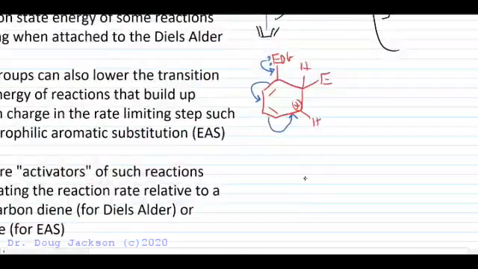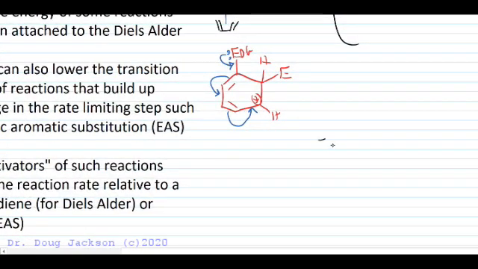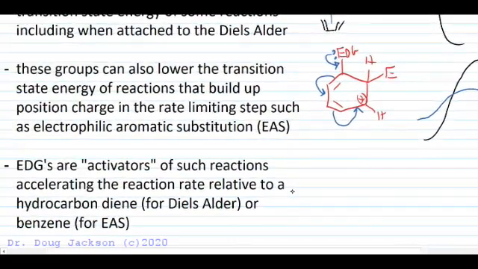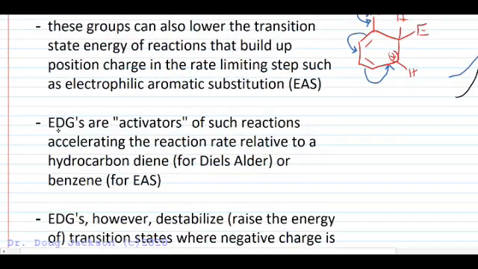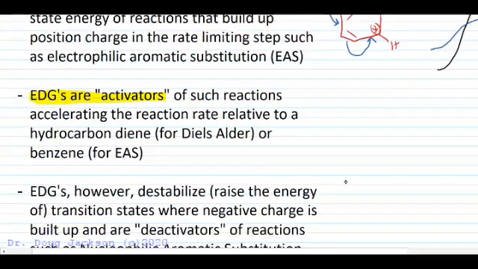Overall, the effect that it has versus the reference, so if we had a benzene reaction that went through this intermediate, it would lower the energy of this intermediate and raise a bit the energy of that starting material, overall lowering the transition state energy, accelerating the reaction. What we would say is that electron donating groups are activators of these reactions where positive charge is built up at the transition state relative to that benzene reference compound. So it's an activator. It speeds the rate up.